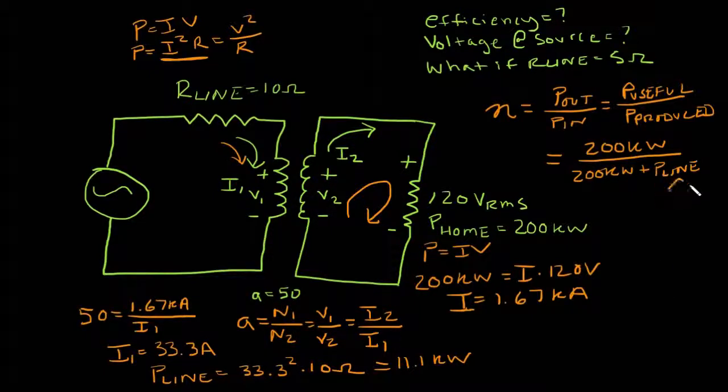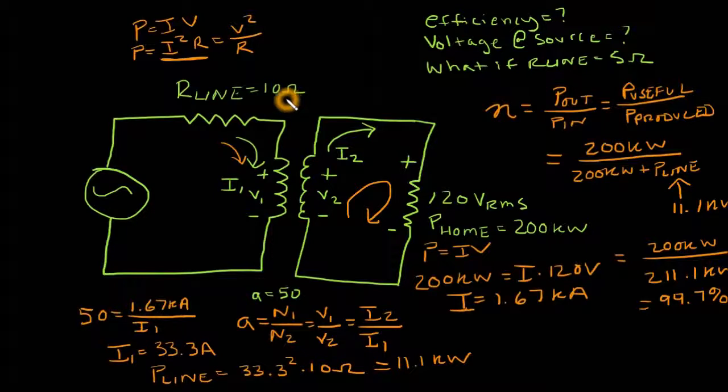So now I can come back and plug that in here, 11.1 kilowatts, and I get an efficiency of 200 kilowatts divided by 211.1 kilowatts. And that gives me 94.7%. So that would be the efficiency of this system with a 10 ohm resistor.